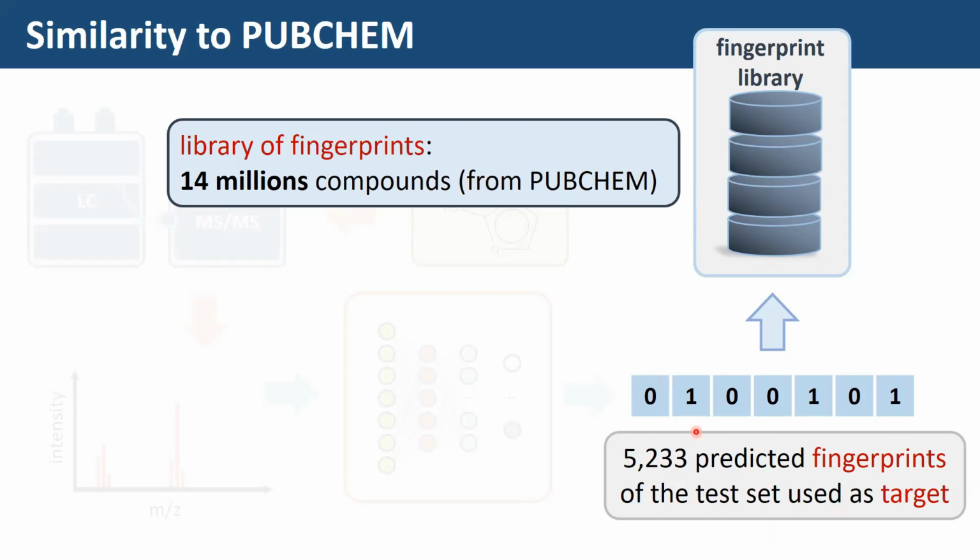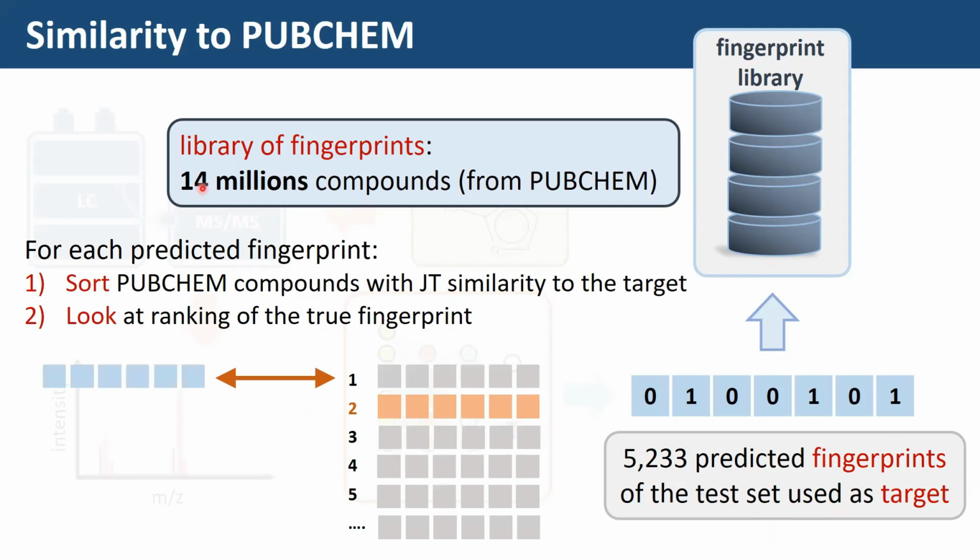So for each predicted fingerprint, we calculated the similarity of the predicted fingerprint with respect to this subset of the PubChem database. And then we sorted all the compounds, starting from the compounds with higher similarity with respect to the predicted fingerprint.